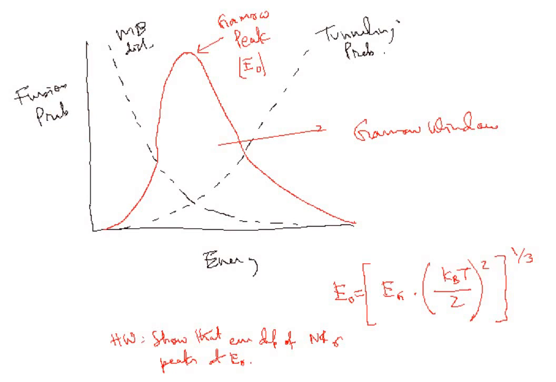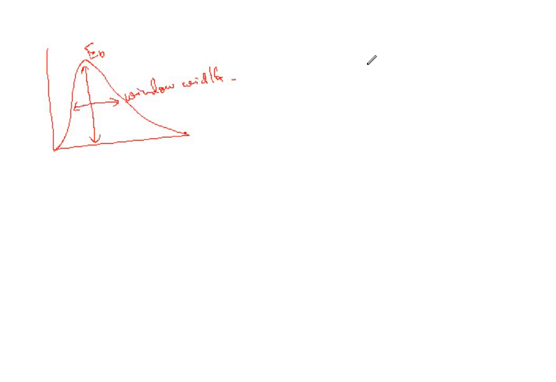Okay, so let me again tell you what this figure tells us basically. We are basically seeing the effect of the two exponential terms when the product is made. And what we are observing is that at the energy at which the fusion rate is maximum, we get a peak. Note that this is not entirely a Gaussian peak, and this peak is known as the Gamow peak. And the region on either side of the peak in which the fusion probability is significant is known as the Gamow window. This is what we are observing.